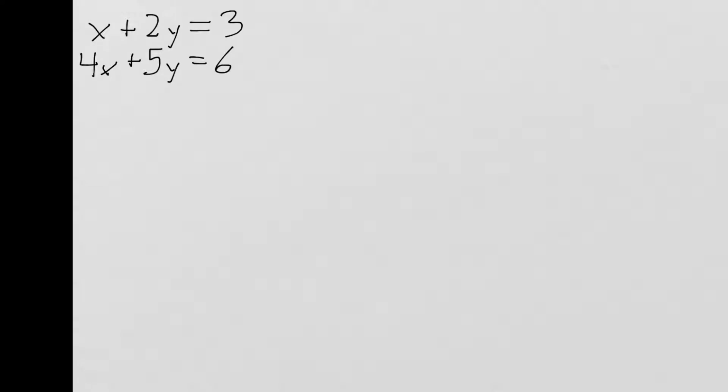So there's two different ways I can solve this. The first is going to be the substitution method. So here, I'm going to solve this first equation for x. So I get x is equal to negative 2y plus 3. So now I can plug that in for x in the other equation.